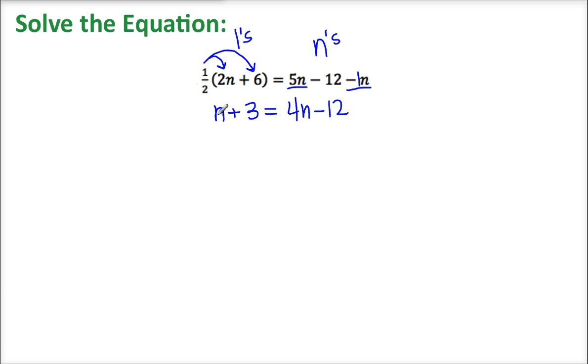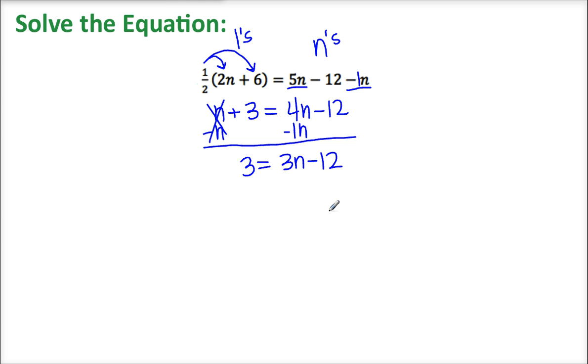So I need to combine n with its 0 pair. So that would just be a negative n. And whatever I do on one side, I have to do on both sides. Keep everything balanced, and let's see what that leaves us with. N minus n is 0. And then I still have a positive 3. Then I have 4n minus n. And remember, if there's not a number there, it's just assumed that there's a 1. So we have 4 n's minus 1 n, leaves me with 3 n's. Okay, and then I still have minus 12.